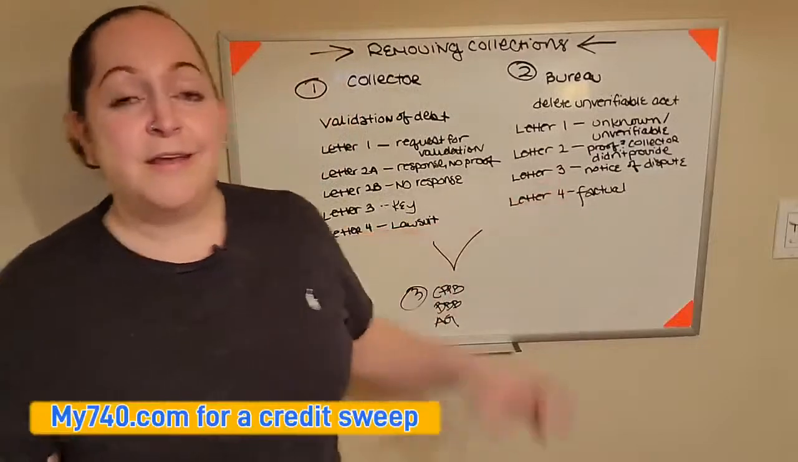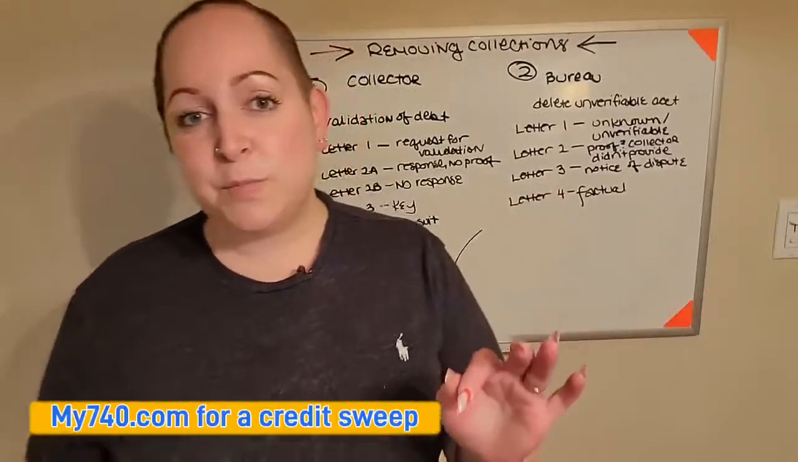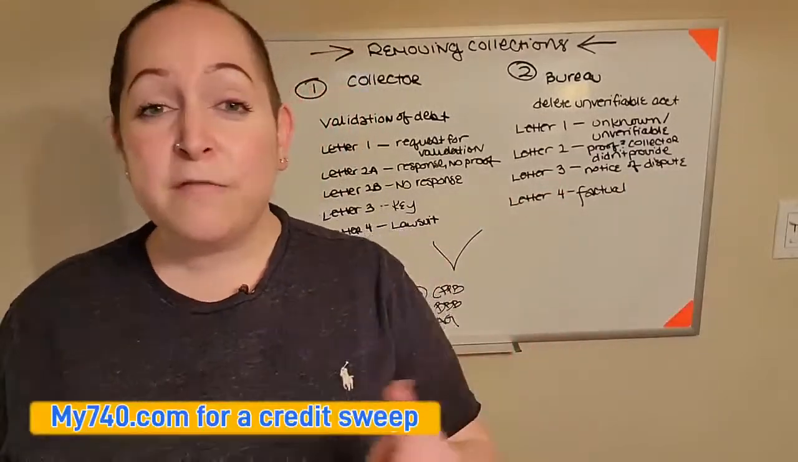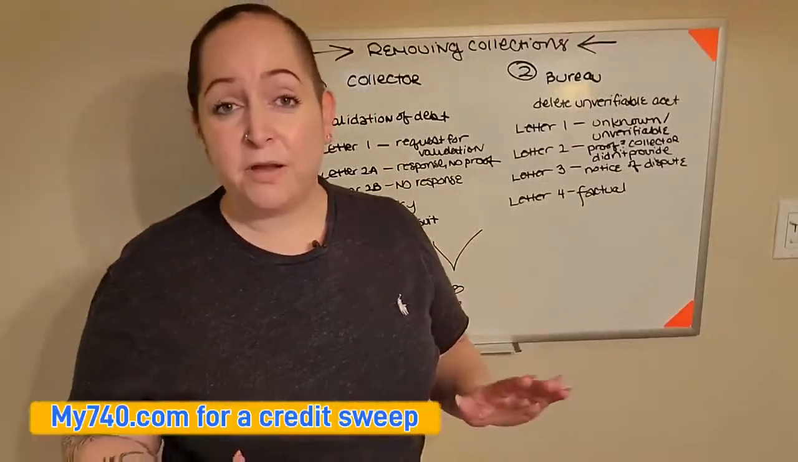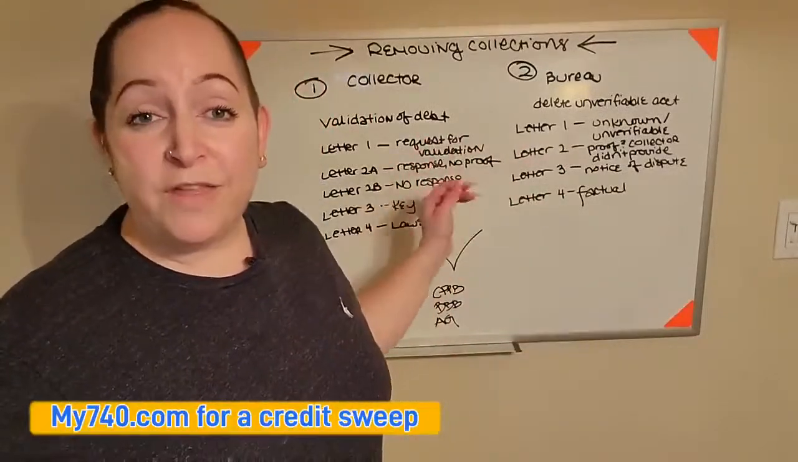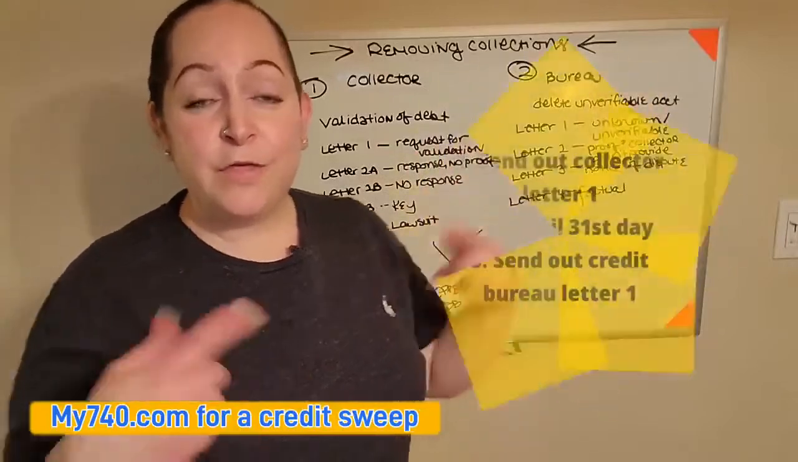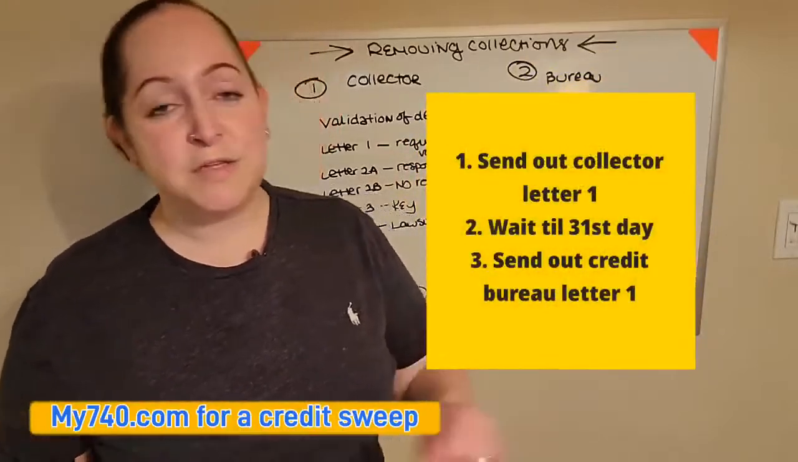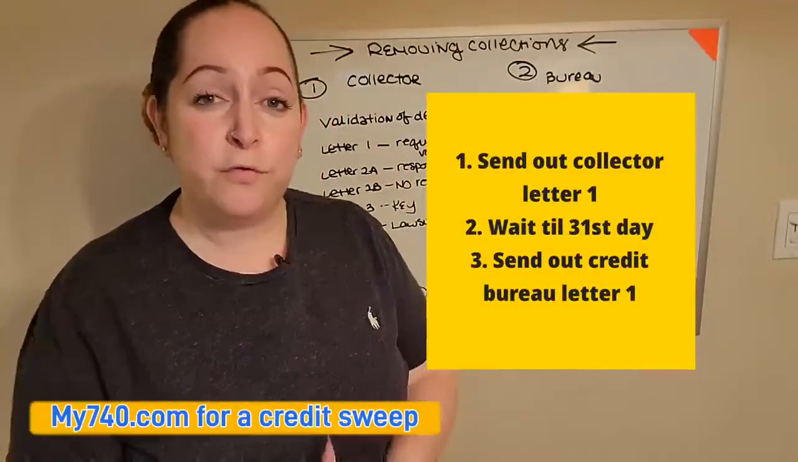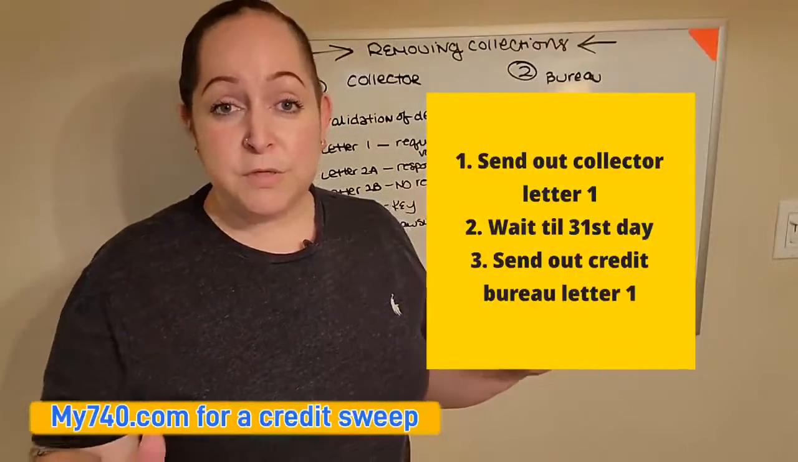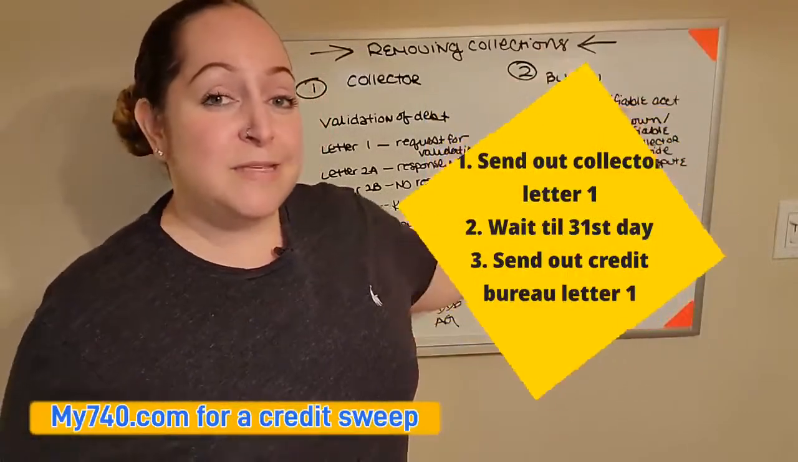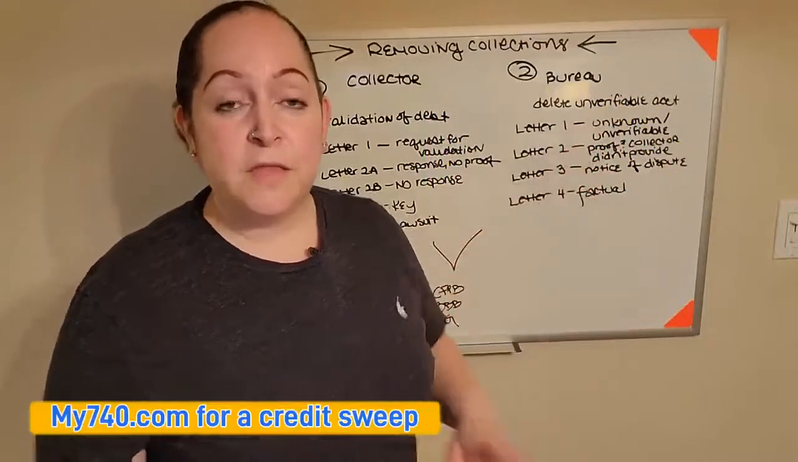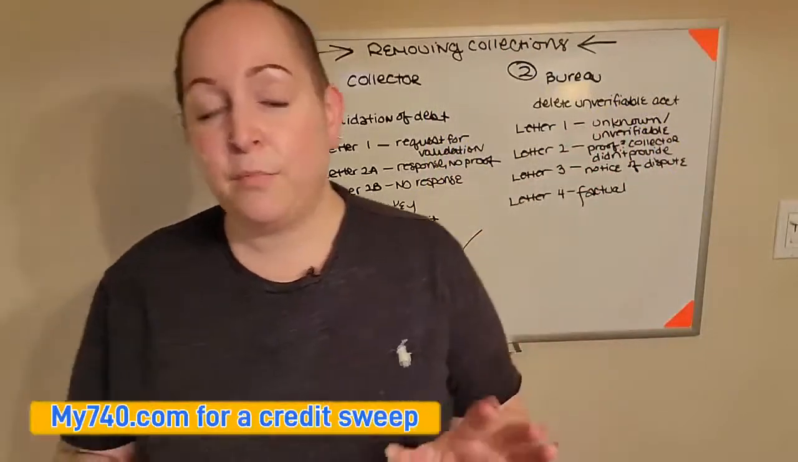So here's letter 3. Again, the key, the notice of dispute. But there's something very, very important, a bit of a caveat here. You're actually going to dispute with the collector first, and on the 30th day when they do not enter that notice of dispute, and now you have proof, report 1 and report 2, you're actually going to now send out letter 1 to the bureaus. The reason behind this is very, very, very important.